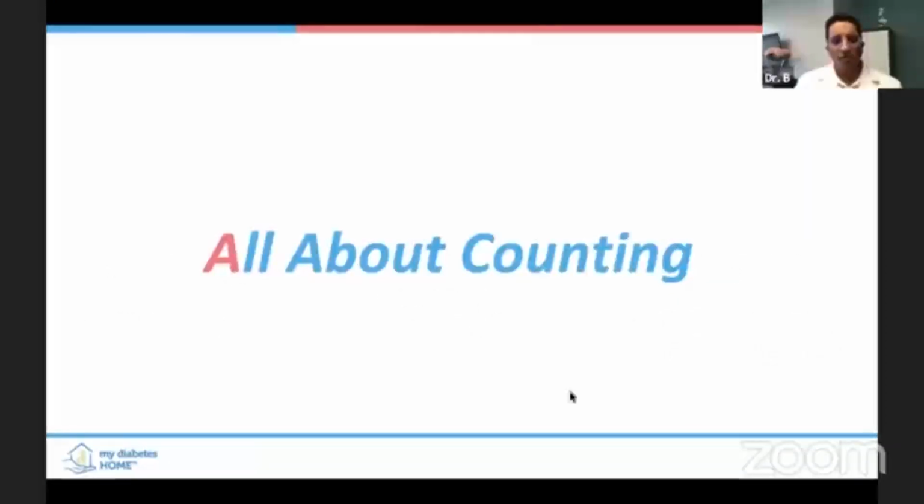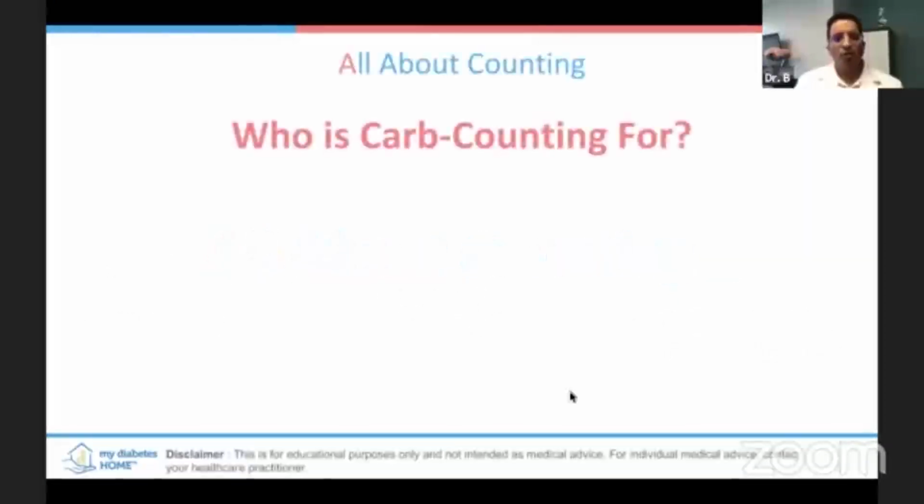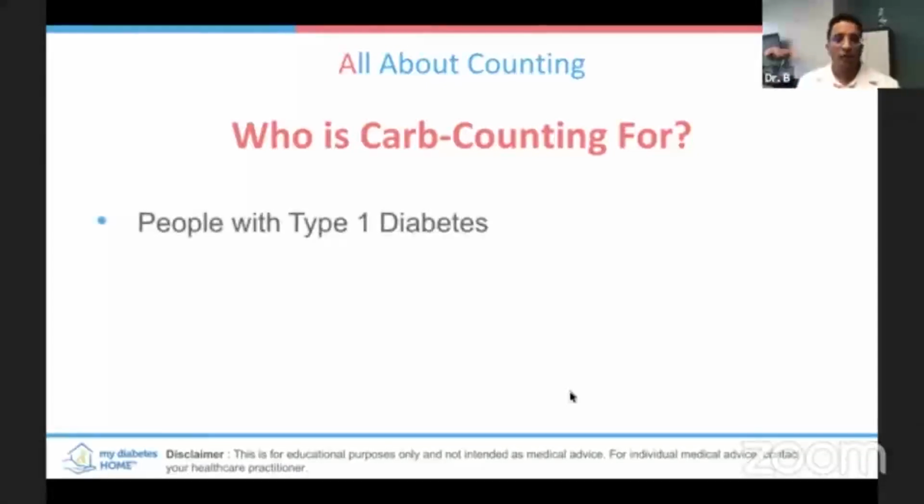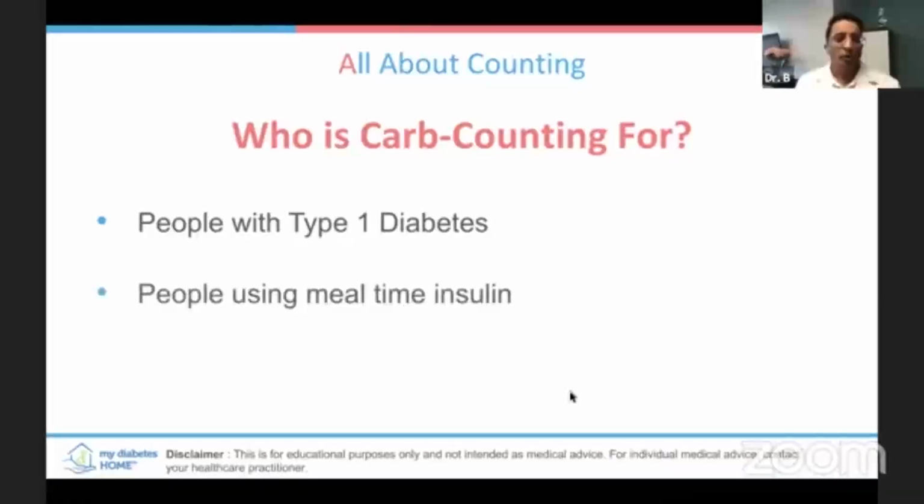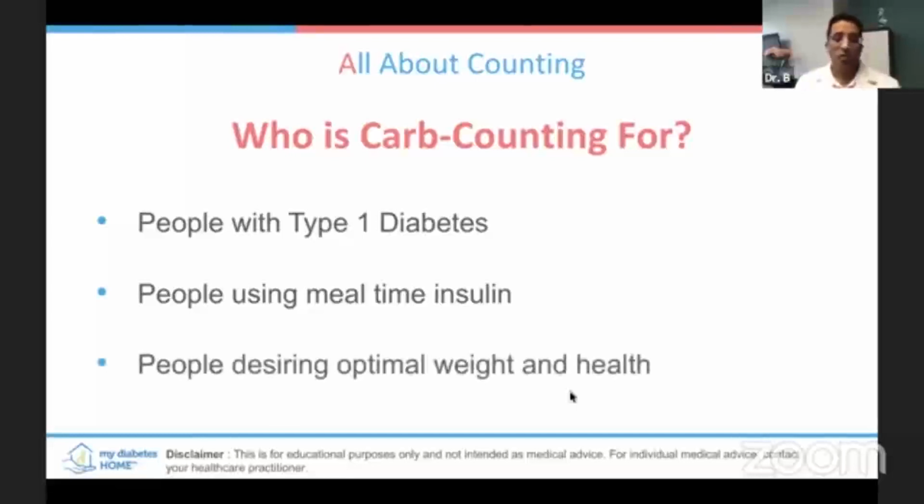All right, let's begin. All about counting. So who should be doing carb counting? Well, frankly, everybody on the planet. But in the context of diabetes, of course, patients with type 1 diabetes, they have to count their carbs because they need to take their insulin based on a ratio with those carbs. Any patients with type 2 who are using mealtime insulin should also be counting carbs. But then here's a general statement. Any person desiring optimal weight and health probably should be monitoring what's going in their mouth, and especially carbs. So I think it's something that's useful for many, many of us.